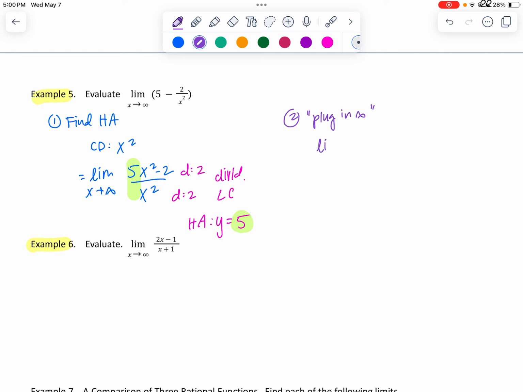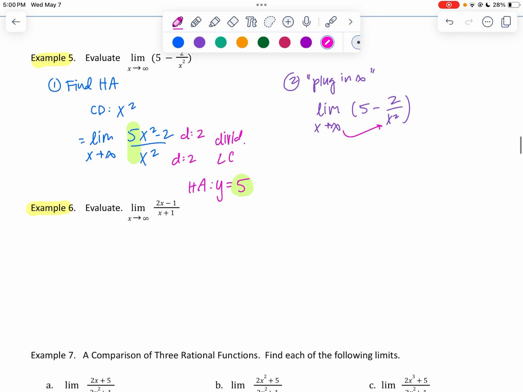Right, so if I were to rewrite the whole problem, it's kind of like direct substitution. I'm literally going to plug in infinity. So this then becomes 5 minus 2 all over infinity squared. And we all know that infinity is a very large quantity, right? So if I have a number divided by infinity, or infinity squared, or infinity to the 5th power, right?